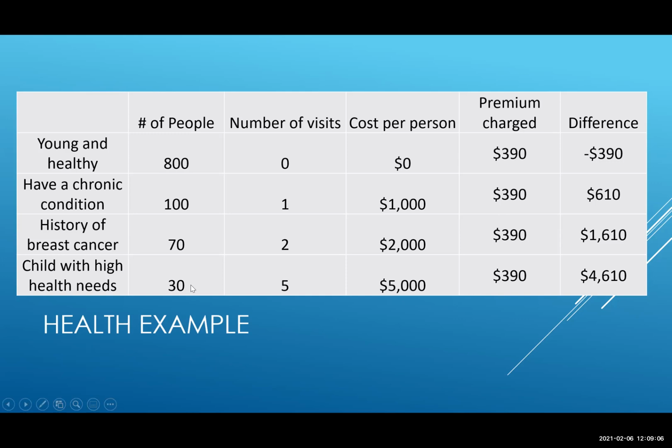Then you have this other group that has a child with high health needs. Maybe they live in the Central Valley, so they have asthma. So that's going to cost them $5,000. And of course, you're charging the same premium. So now you're up to $4,610 out of pocket for the insurance companies.